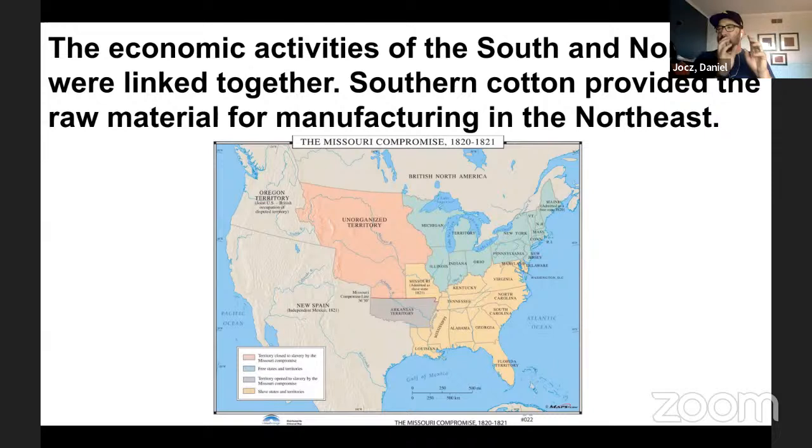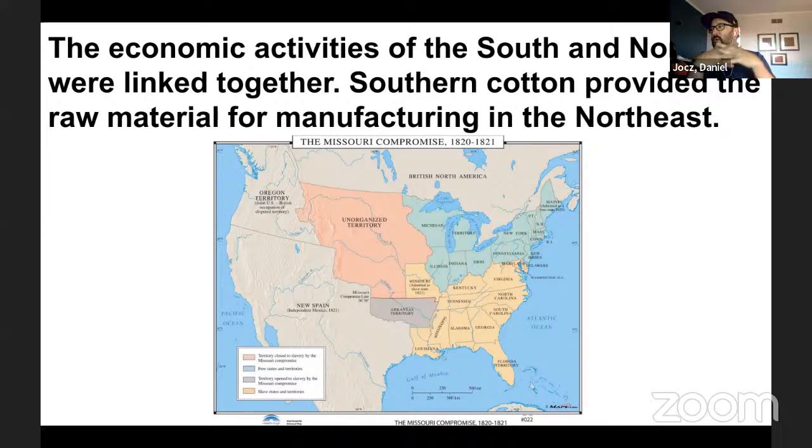And then the last point before we really seriously look at Jackson is remember the economic activities of the South and North were linked together. It's really easy to forget because there's one crisis after another, or seemingly these disputes between North and South throughout pretty much this part of American history. But these two sections were very much linked.